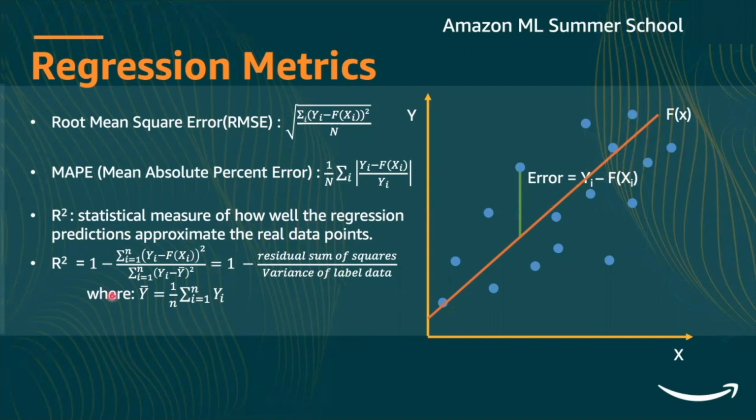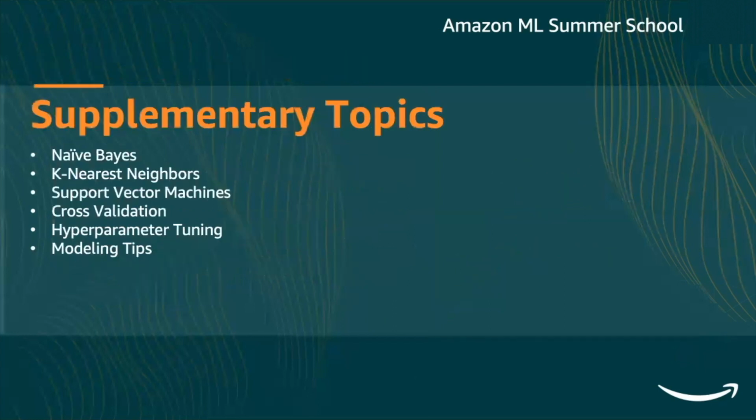So the formula is given by this. y minus f of xi is basically the square of the error. y minus y bar is the variance of the label data, how this data is varying around the mean of these labels. And R square is basically 1 minus the residual sum of squares over the variance of the label data. Okay. Now we'll move to some supplementary topics such as naive Bayes, k-nearest classifier, and so on and so forth.